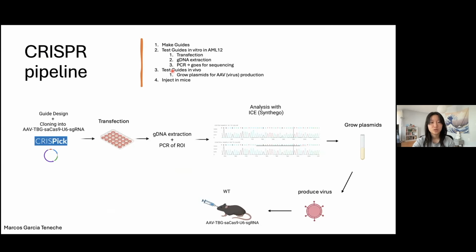This is the overall CRISPR pipeline that we use. So first, we want to design the guides and clone them, and then test these guides in vitro. So we want to do transfection, then gDNA extraction and PCR, which gets sent for sequencing. And we analyze it using ICE, and we'll see if our knockout worked. And if it did, then we want to continue to test these guides in vivo and grow these plasmids for AAV production before we inject them into the mice.